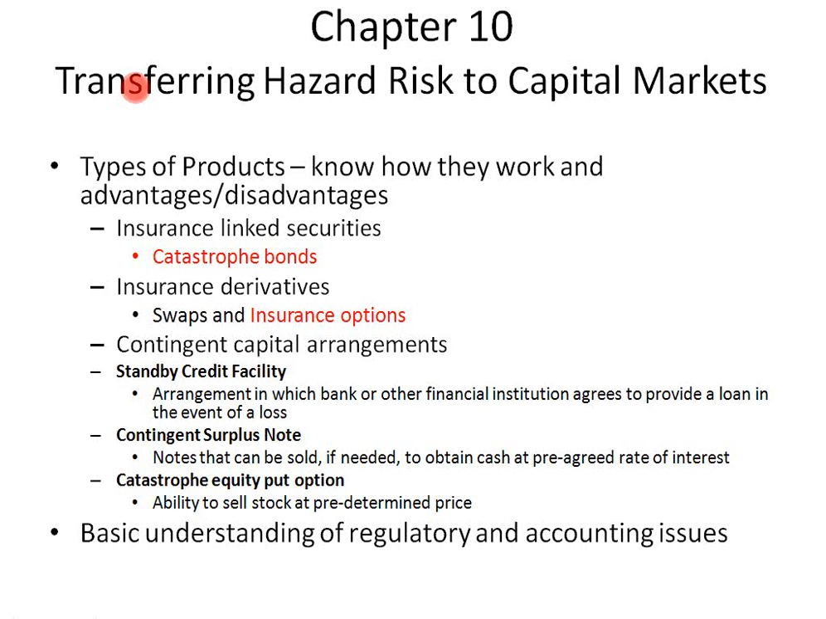When we talk about insurance derivatives, we're talking about swaps and insurance options, and the focus would be on insurance options more than anything else that I would spend time on. Then finally, the third type of capital market product is contingent capital arrangements. I defined the three that are the most common: the standby credit facility, the contingent surplus note, and the catastrophe equity put option. Those are the three you would most likely see.